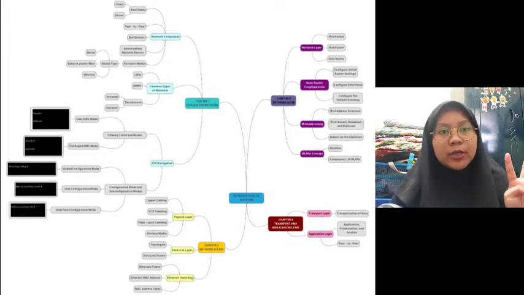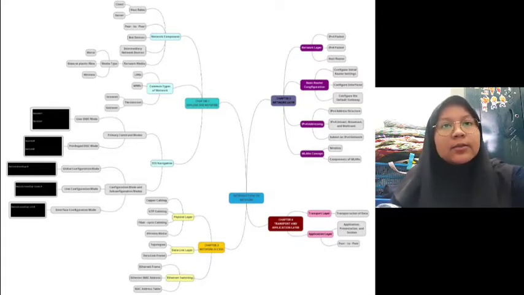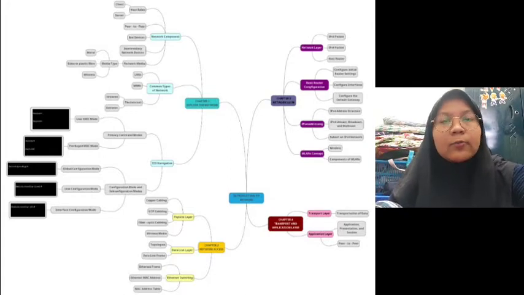Today I'm going to explain the introduction to networks, of which we have 4 chapters. Chapter 1, explore the network. Chapter 2, network access. Chapter 3, network layer. And chapter 4, application and transportation layer. So we started with chapter 1, explore the network.